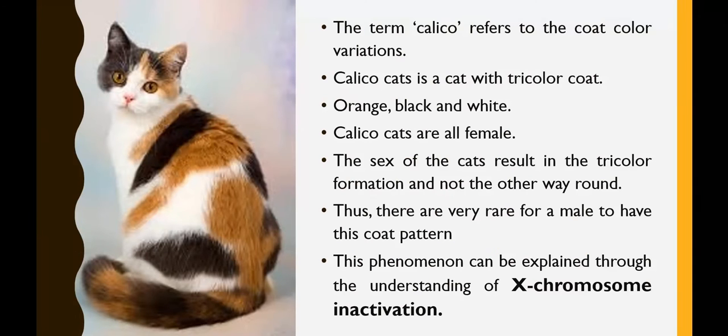The term calico refers to the coat color variations. A calico cat is a cat with a tricolor coat: orange, black, and white. Calico cats are almost all female, and it is the sex of the cats that results in the tricolor formation, and not the other way around. Thus, there is a very rare chance for a male to have this coat pattern. This phenomenon can be explained through the understanding of X-chromosome inactivation.